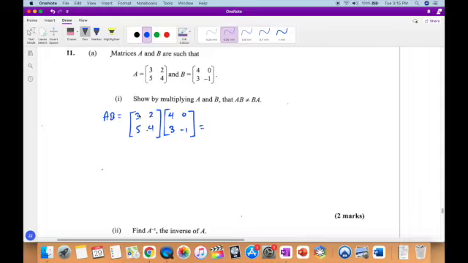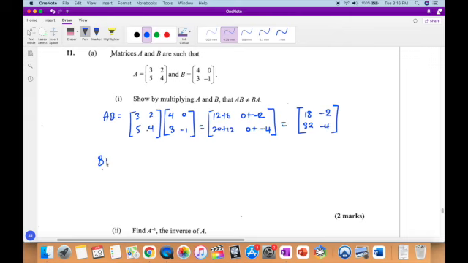So that is going to be equal to 4 3s are 12, 2 3s are 6, 3 times 0 is 0, plus 2 times negative 1 is negative 2. 5 4s are 20, 4 3s are 12, 5 times 0 is 0, 4 times negative 1 is negative 4. So 12 and 6 is, I'm going to get 18, negative 2, 32, and negative 4. This is the matrix AB.